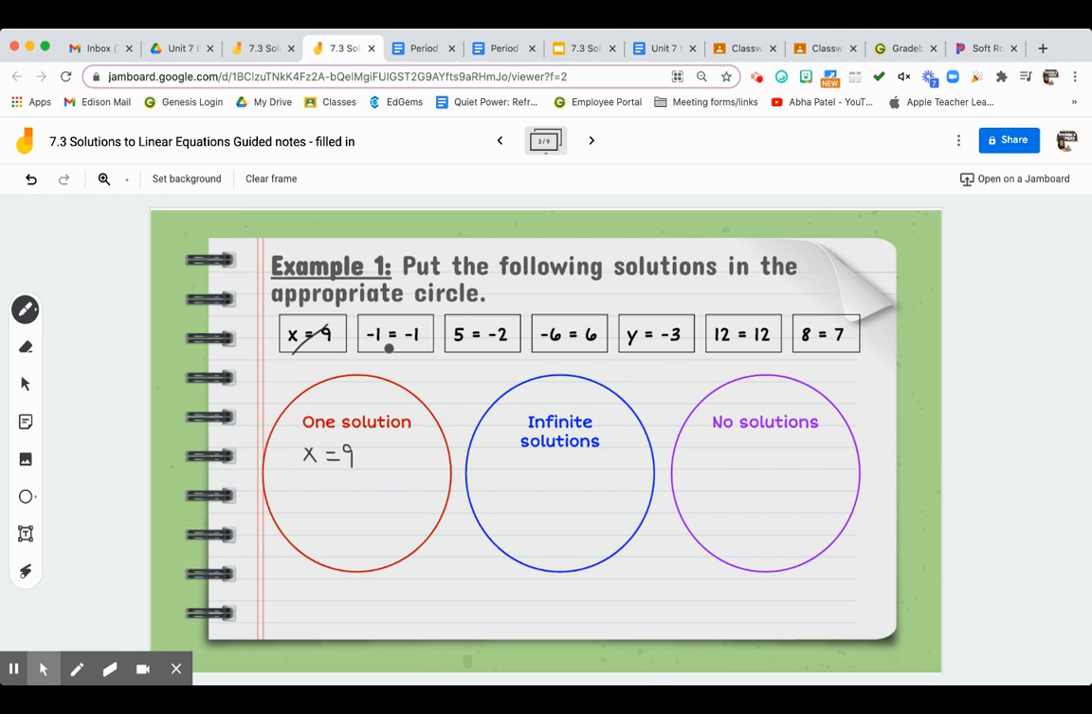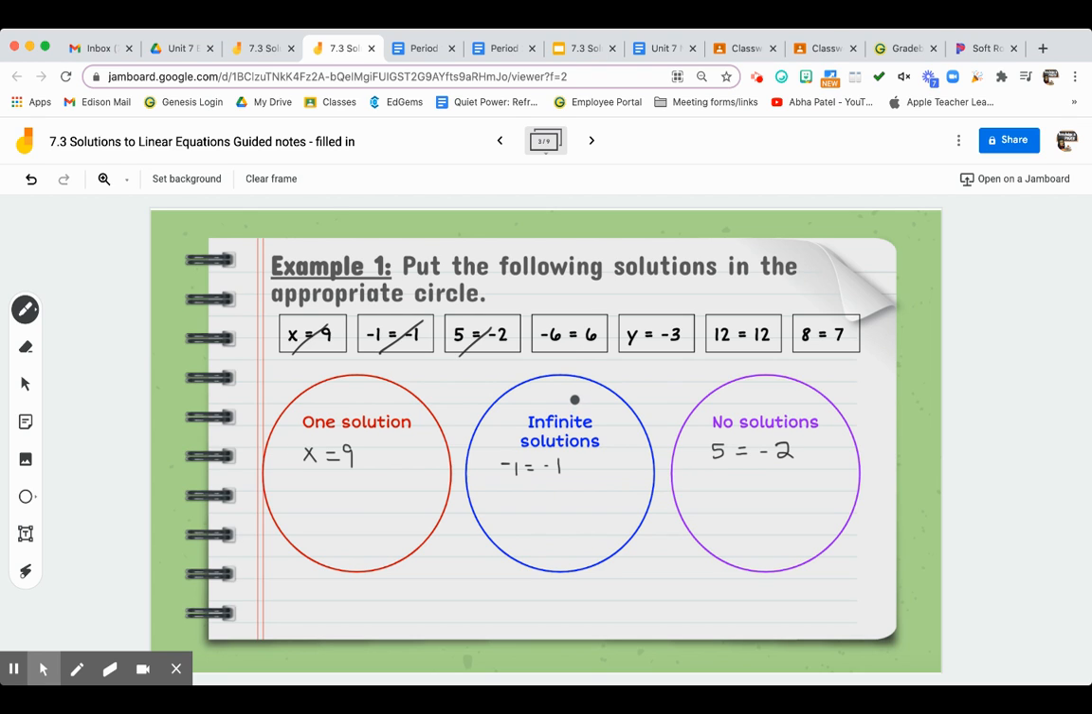What about -1 equals -1? When it's the same number, it's not this one. Is it that or that? Well, think about which one makes more sense. -1 does equal -1. That means that is a solution. So that would be infinite number of solutions. 5 equals -2. They don't equal each other. That is a no-no. So just put it in the no-no column.